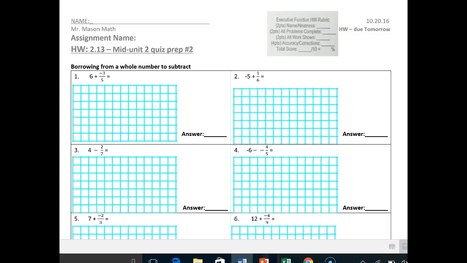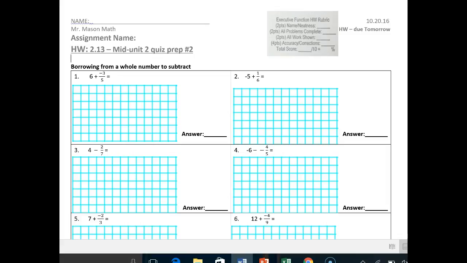So tonight I'm going to help you out with homework 2.13, mid-unit 2, quiz prep number 2. Remember, you have a quiz tomorrow. That means I'm collecting your binder tomorrow, so make sure your notes are completed and organized as well. If you need a second reference for tonight's homework, you can check out the Canvas practice quiz. Enter in your answers and it will tell you if you got the question right or wrong.